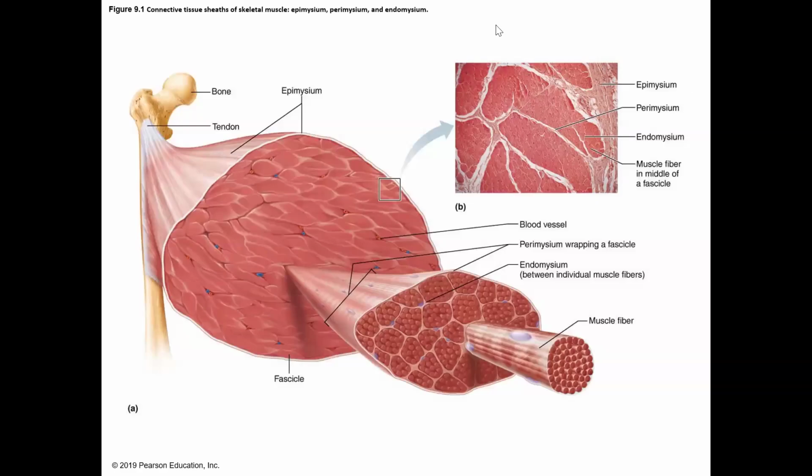Okay, let's review real quick. When you look at the muscle from large to small, first of all, muscles are attached to your bones. If they're attached in a rope-like connection, that's referred to as a tendon.